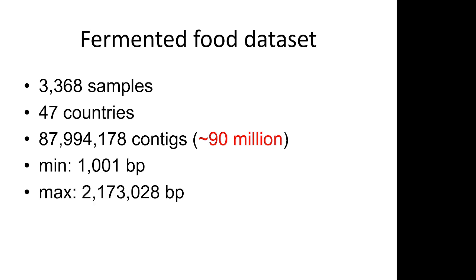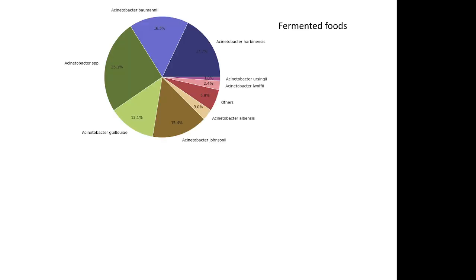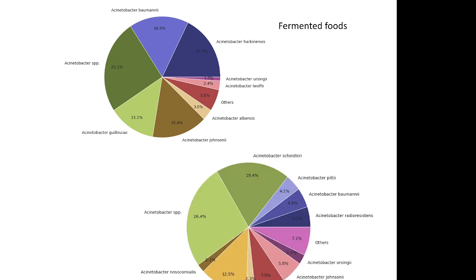Minimum size 1,000 base pairs, maximum size 2 million, mean is 2.3 kb, so the vast majority is again less than 10 kb. And I will show you results just for Acinetobacter, and I won't go through all the tables that I've shown you for the MetaSUB dataset. Because here, I just want to make one simple comparison between the two datasets. And so, this is the distribution of different species of Acinetobacter for the fermented foods dataset, and this is the distribution of Acinetobacter species for the MetaSUB dataset.